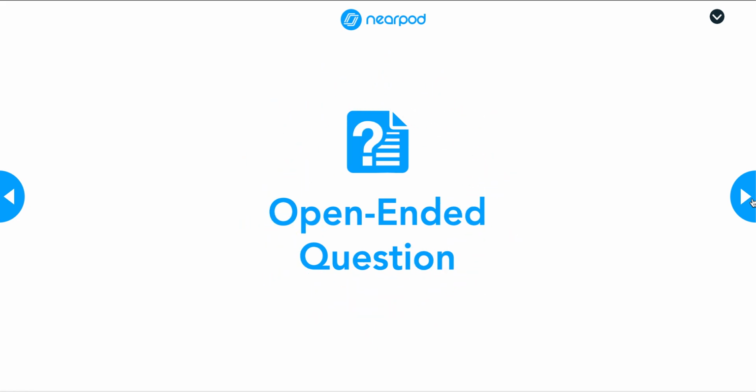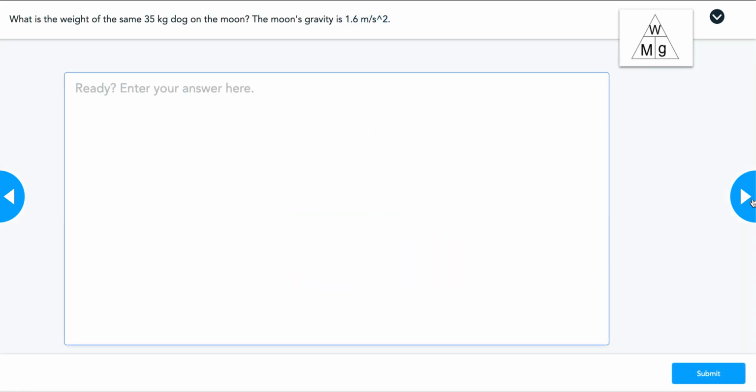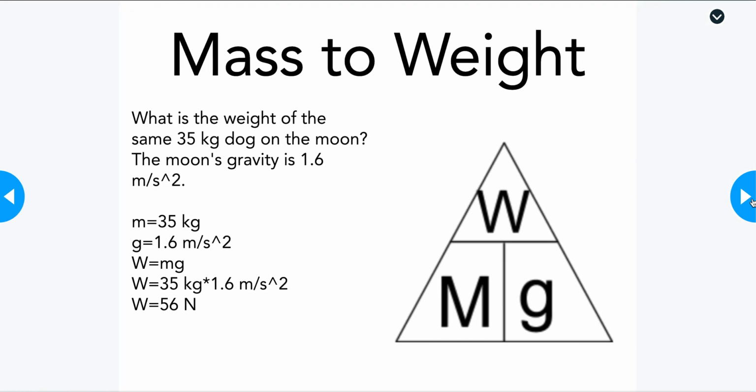Next one. What is the weight of the same 35 kilogram dog on the moon? The moon's gravity is 1.6 meters per second squared. Go ahead and pause this video, solve that problem, and then come back. All right. The weight of the same dog, well, the mass is 35 kilograms. The gravity on the moon is 1.6 meters per second squared. We use the same formula. We just replace gravity with 1.6 meters per second squared. 35 times 1.6 is 56, and the unit is newtons.